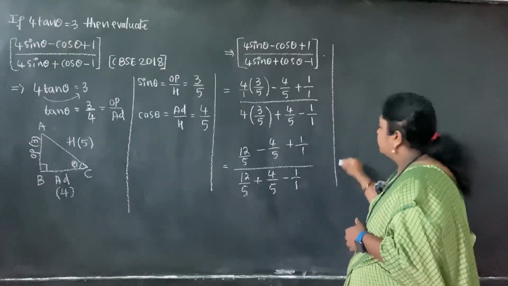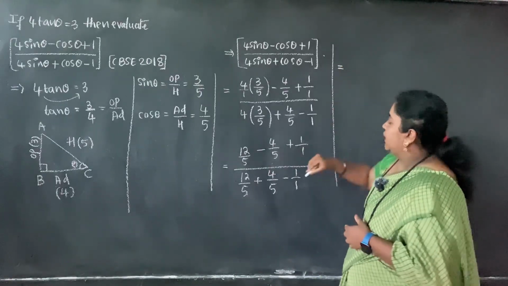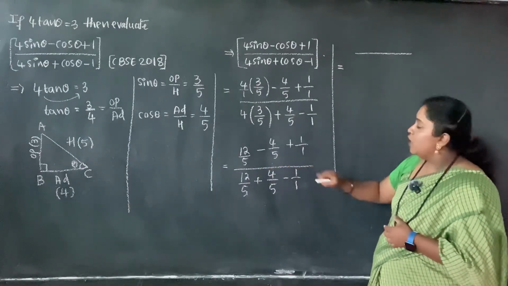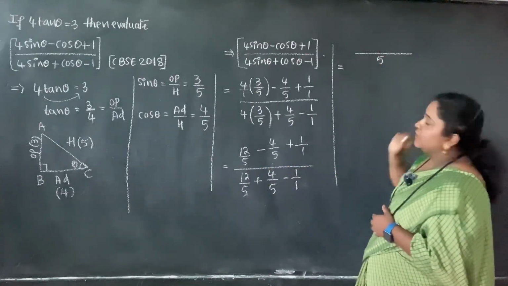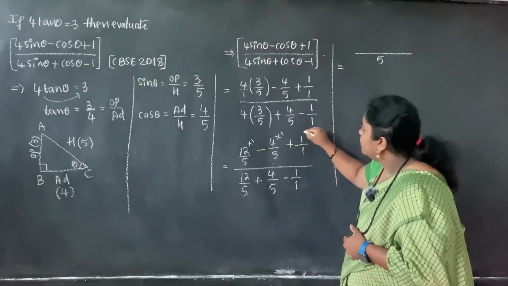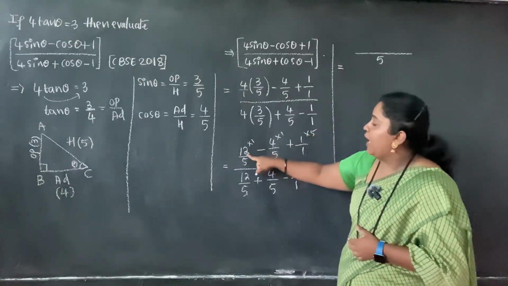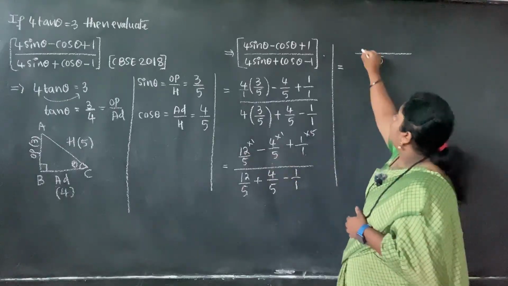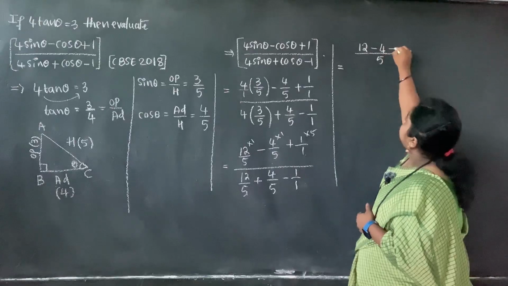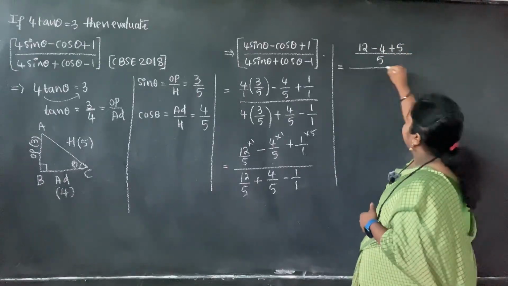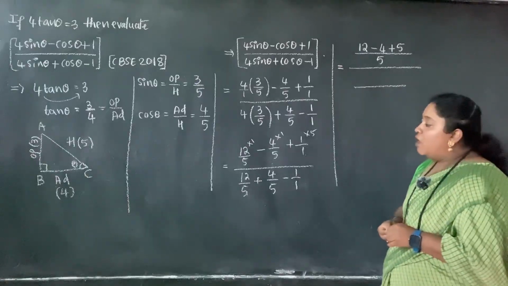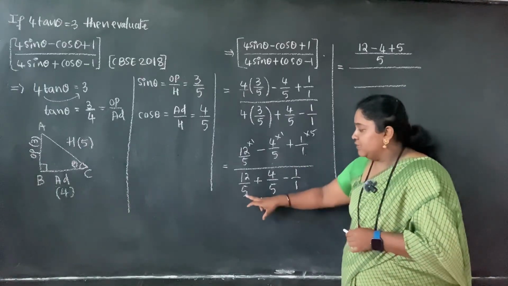Okay, we'll continue the simplification part. Numerator: take the LCM of 5, 5 and 1. What is the LCM? That is 5. 5 ones are 5, 5 ones are 5, 1 5 is 5. What will I have in the numerator? 12 ones are 12, minus 4 ones are 4, plus 1 5 is 5. Simplify the denominator part also. Don't forget to simplify the denominator, or else you will do wrong things in the examination.